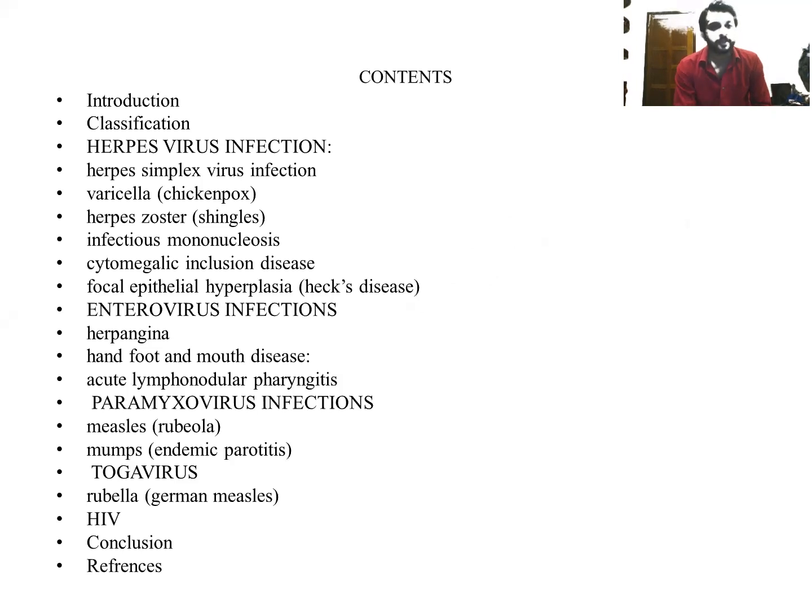Contents include introduction, classification, herpes virus infection, herpes simplex virus infection, varicella, herpes zoster, infectious mononucleosis, cytomegalic inclusion disease, focal epithelial hyperplasia, enterovirus infections, herpangina, and foot and mouth disease, acute lymphonodular pharyngitis, measles, mumps, HIV, conclusion and references.